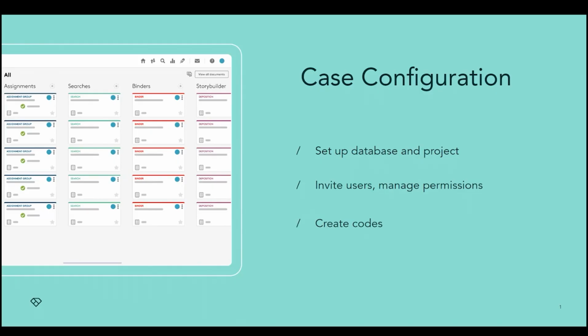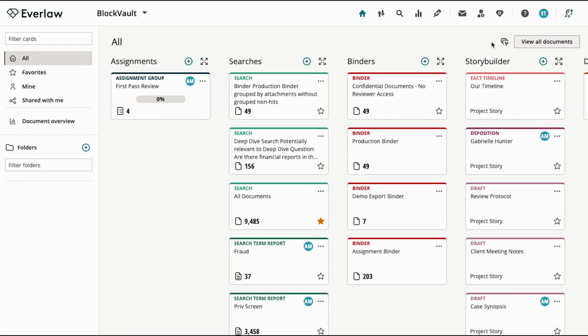In today's session, I'll demonstrate how to add users to a project, modify their permissions by group, and set up the codes and redaction stamps that they'll need for review. Please note that only users with project administration permissions will be able to see and edit these case configuration settings. To access these settings, I'll navigate to the Project Settings page under the Project Management icon.